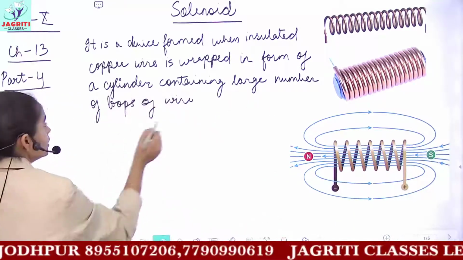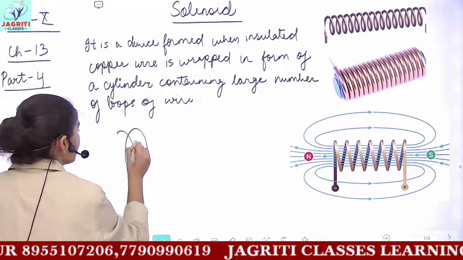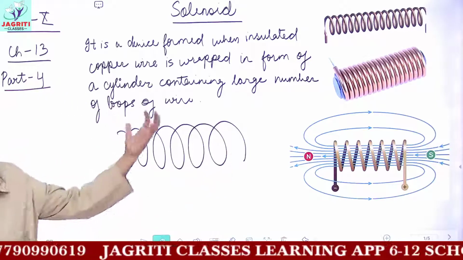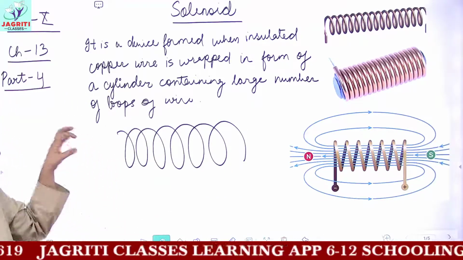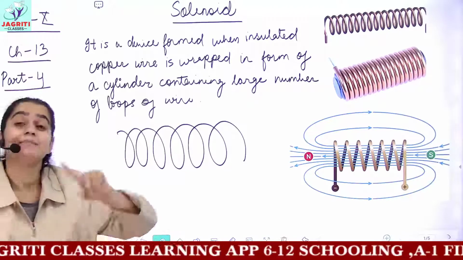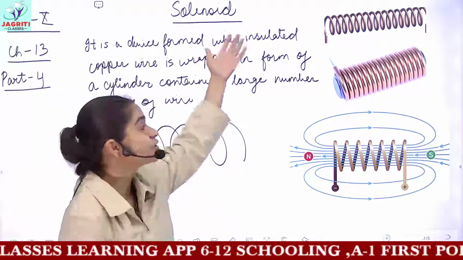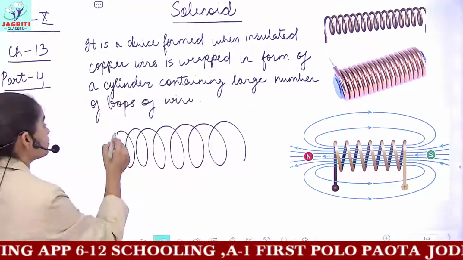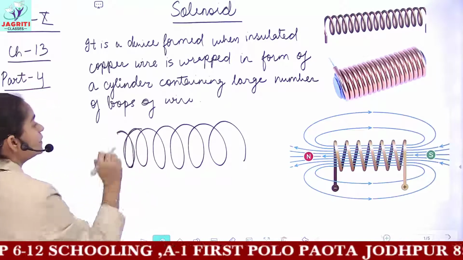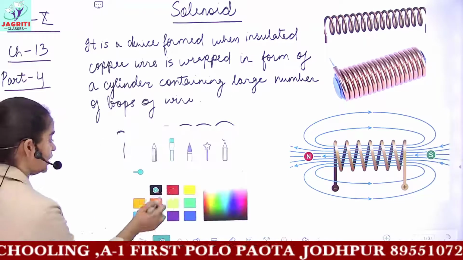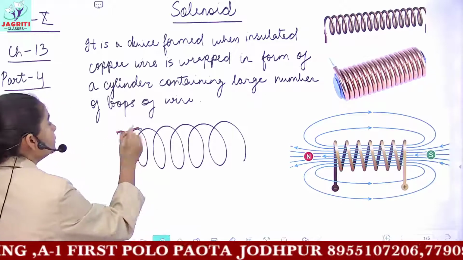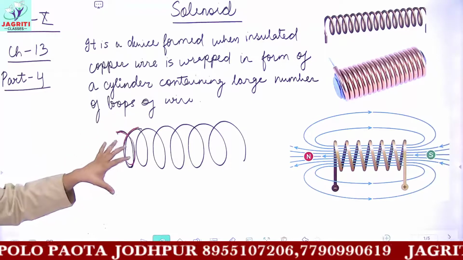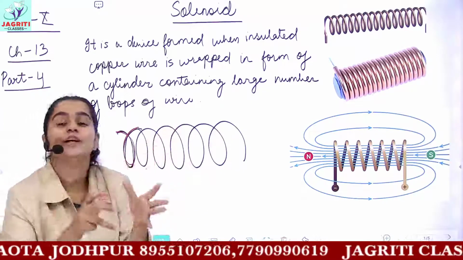So these loops you can see in this kind of manner. When you wrap your insulated copper wire into a cylindrical shape, making a high number of loops, then it is called a solenoid. To understand a solenoid, you should know the direction of the magnetic field through one circular loop. If you know the direction of magnetic field through one loop, then what is a solenoid? Many circular loops which are joined together.